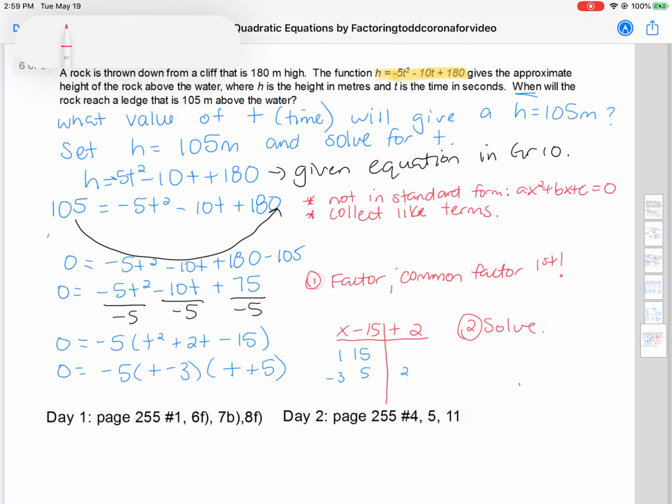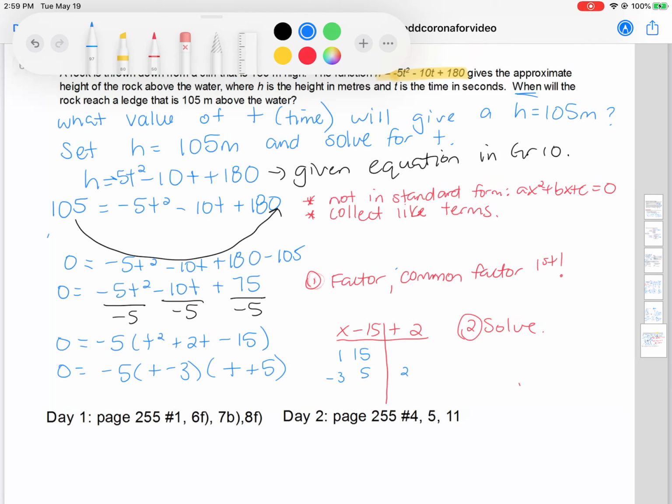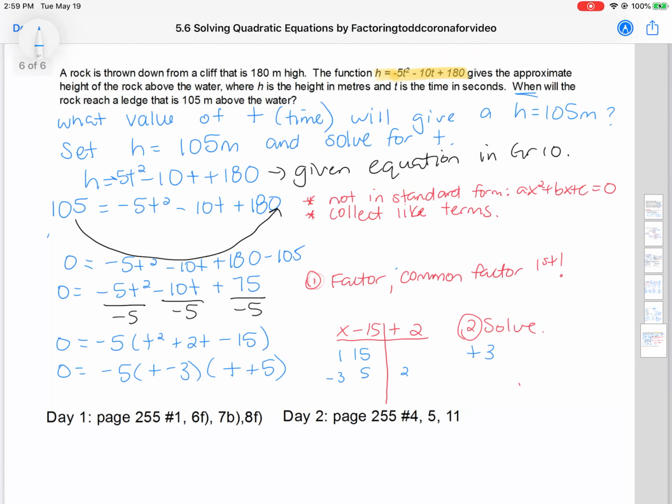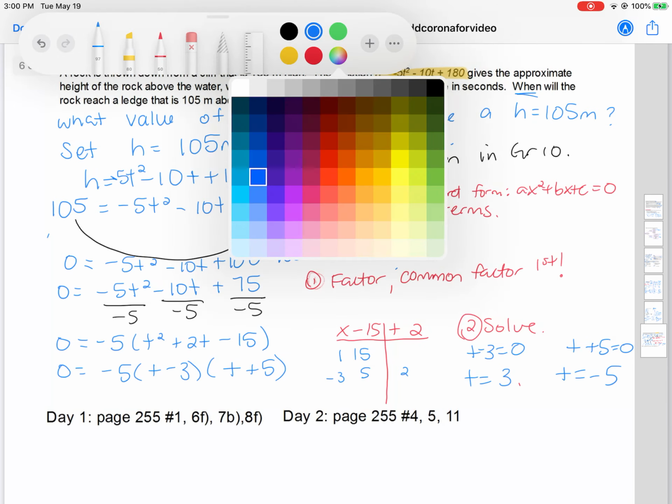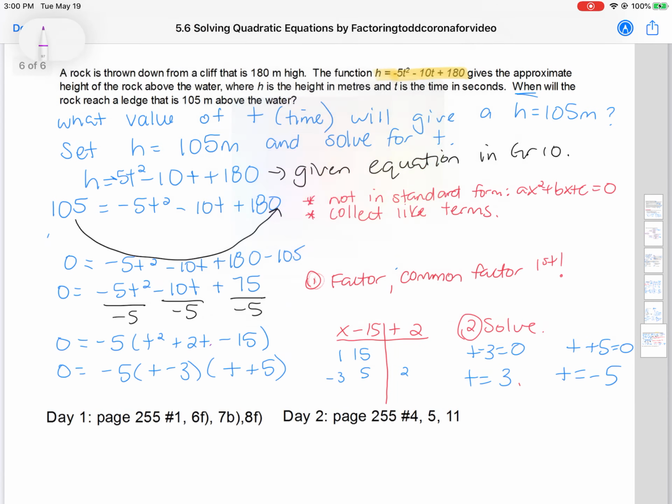Okay, so now we have our 2. I'm going to write over here, I'm running out of room. Sorry, guys. Over here, solve. So we have t minus 3 equals 0, and we have t plus 5 equal to 0. When we rearrange that, you get positive 3 and negative 5. So this is going to happen in every single parabolic motion kind of question. You're going to get this situation where we have 2 times.